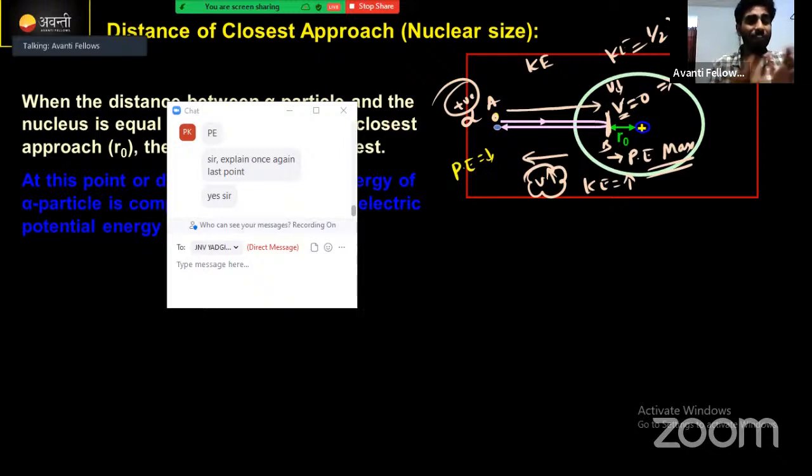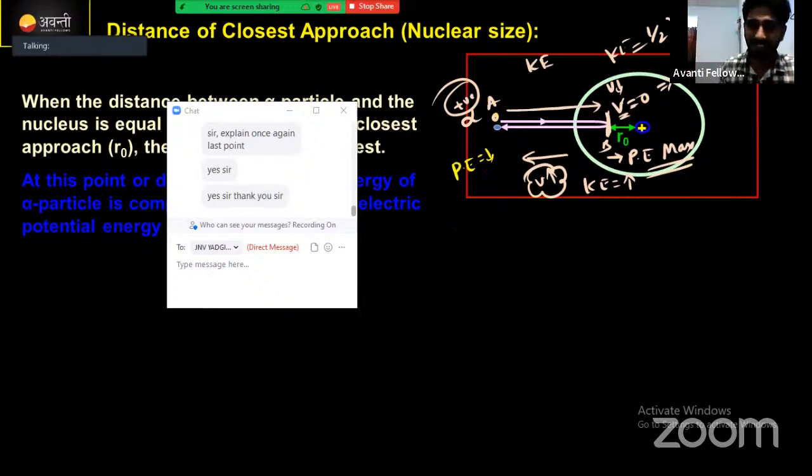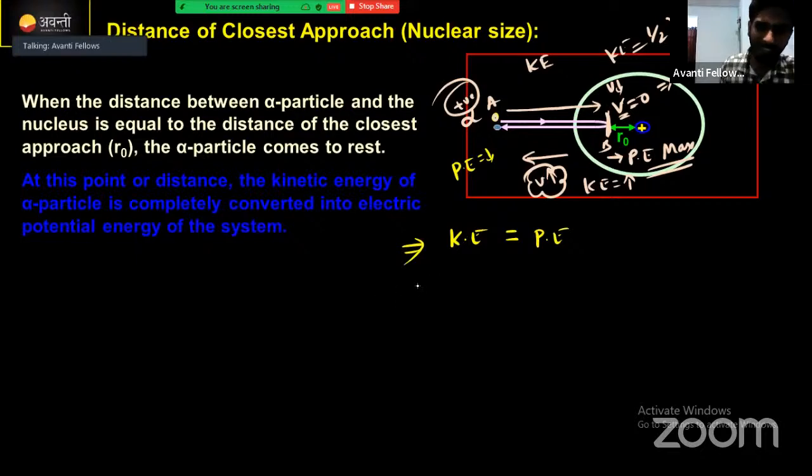Now what has happened actually: kinetic energy converted into potential energy, and again potential energy converted into kinetic energy. Energy conservation is followed. From this point we can take kinetic energy equal to potential energy. This is the condition. If you take this condition, you know the value of kinetic energy, what was it? Kinetic energy is half mv squared.